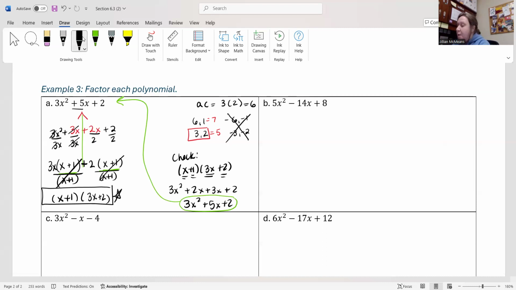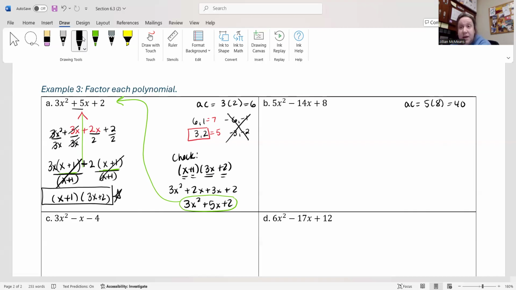Okay? Part B, we have 5x squared minus 14x plus 8. Again, there's no GCF, so we need to start the AC method. So a times c is 5 times 8, which is positive 40. So again, we're looking for factors of a positive number, so both factors are positive or both factors are negative, okay?